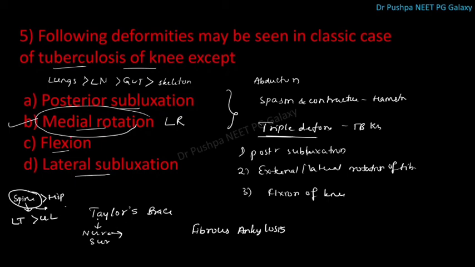So tuberculosis is most common in lungs, but in the skeleton the most common site is the spine. Tuberculosis of knee is not that common, but it is also seen. So these are the important orthopedic questions for NEET PG. There are many other questions I'll be dealing with in further classes.